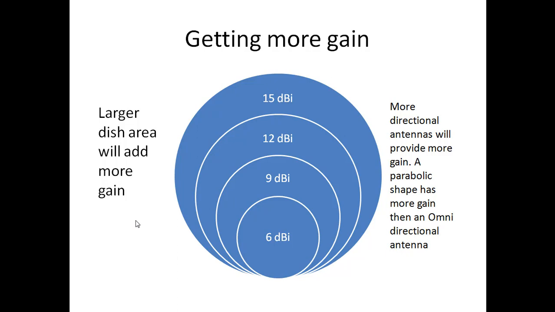Outdoors, you'd get a larger dish, or a dish that's more directional, to get a better signal overall. So a larger dish area gives you more gain. More directional antennas will give you more gain. And the point here is that the Nano that I'm using is a panel antenna. It doesn't have as much gain capability as, say, a LightBeam. So this is just an overall quick view of how we get more gain.